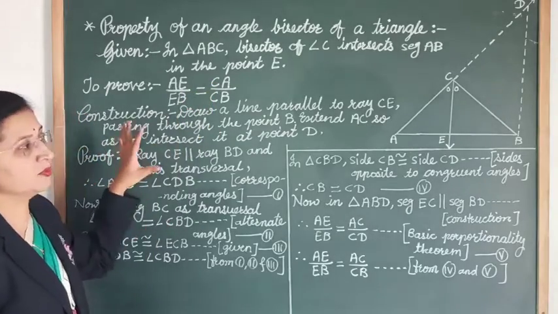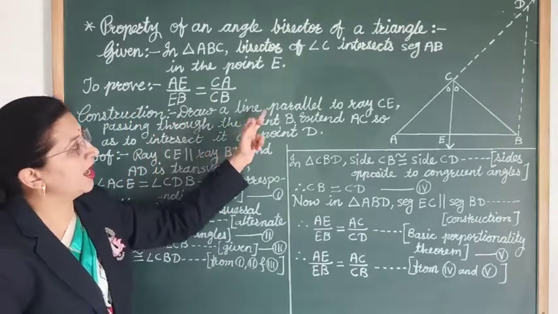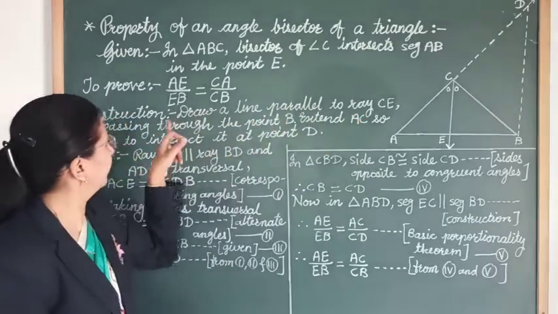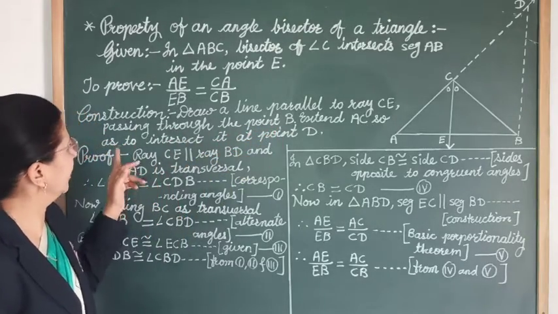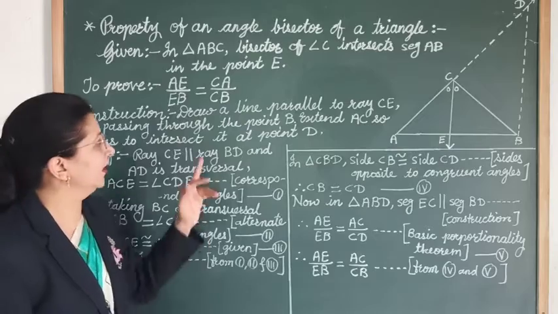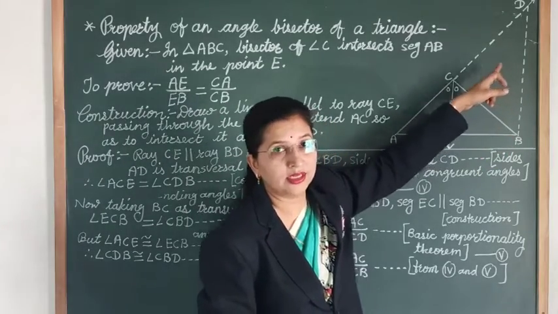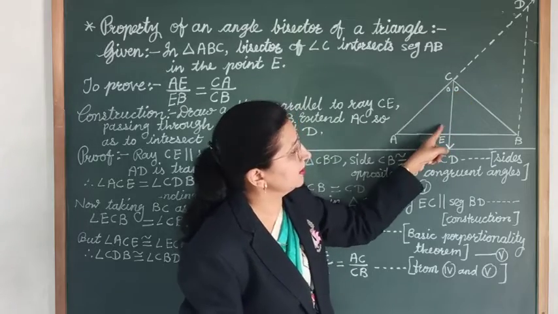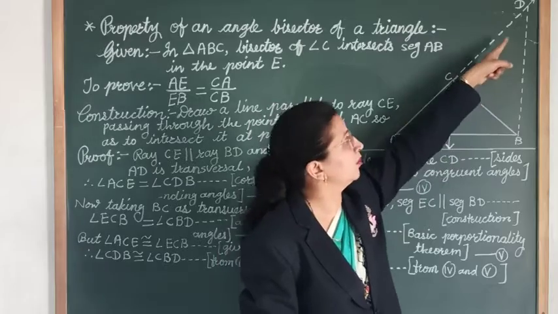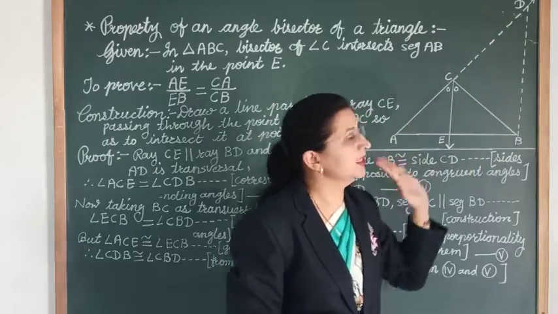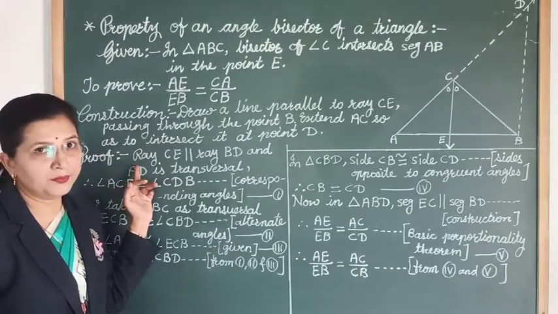Now to prove this, we have to do the construction. What is the construction? Draw a line parallel to CE passing through point B, and extend AC so that it intersects it at point D. So through this point B, we have to draw the line parallel to this ray CE, and we have to extend this AC up to D. In this way the construction is done. Now we'll go for the proof.